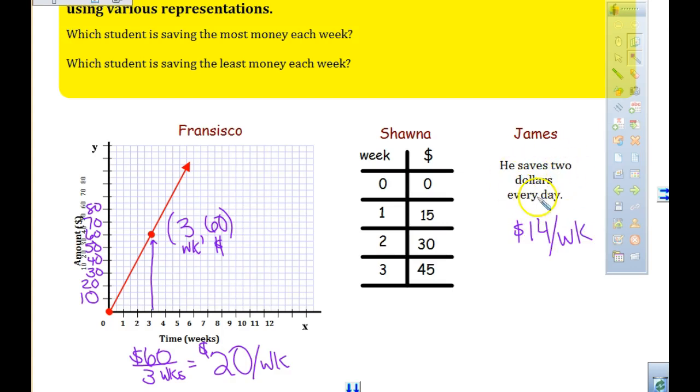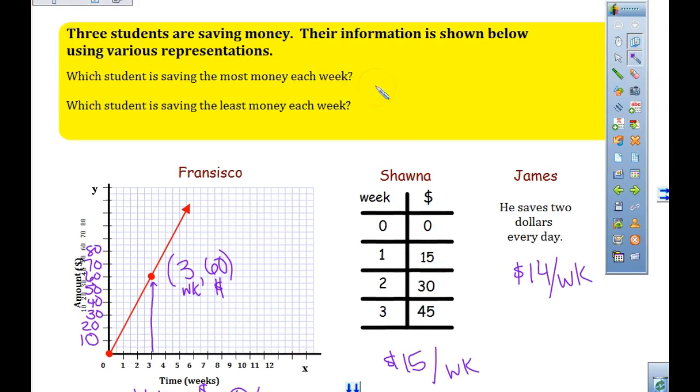If each day he's able to save 2. It looks like Shauna in a week had how much? 15. Does it keep going up by 15? So 15 each week. So we are now answering the questions. Please write down the 2 names. Who was saving the most money? Who was saving the least money? Okay? Write those 2 down in your notes.